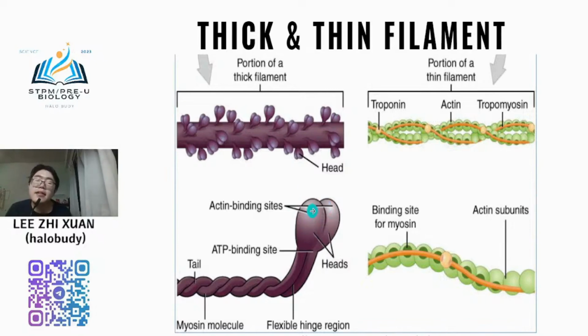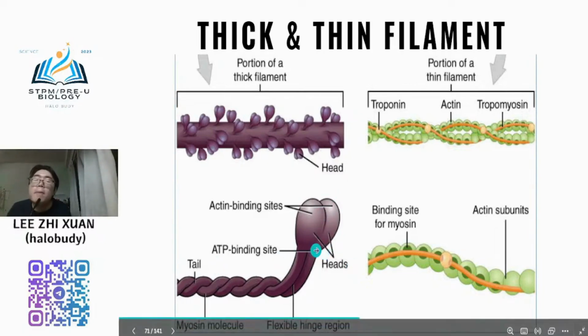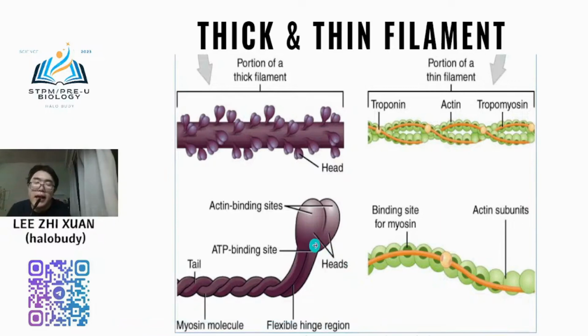Within this head, they contain the actin binding site and also the ATP binding site. So what does it mean? The actin binding site is the place that the actin molecule will bind to, and the ATP binding site is the place ATP will bind to. So these myosin heads are a very important component, because they play the role of moving the actin molecule.